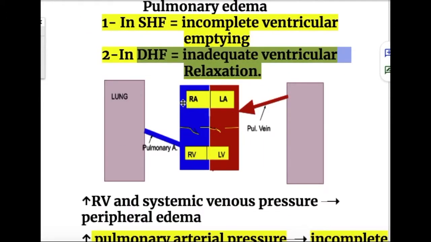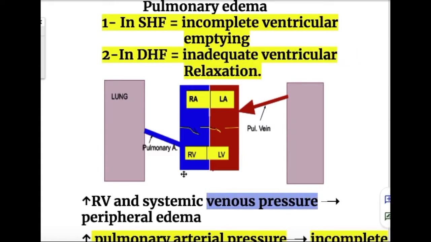So the blood flows from the right atrium to the right ventricle through the pulmonary artery to the lungs and goes back to the left atrium through the pulmonary vein to the left ventricle. This is the normal circulation of the blood. Since these are high pressure chambers, if there is an overload, the pressure goes back to the right ventricle and to the systemic venous pressure because the veins are low capacitance vessels. So increased right ventricular and systemic venous pressure leads to peripheral edema.